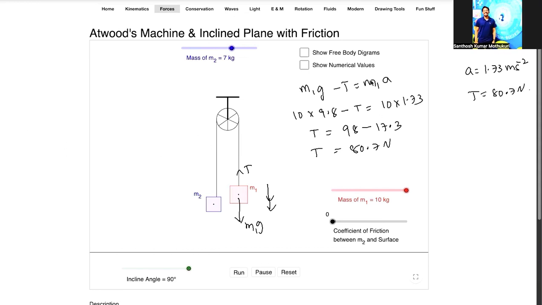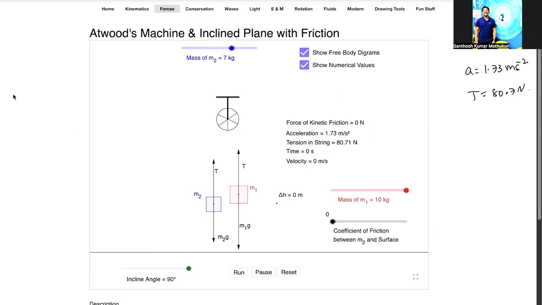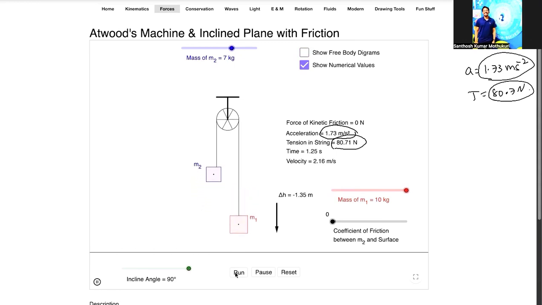All right. Now let us check what is here. First, let me click on the free body diagram. Is this correct? Tension acting upward, M2G downward, tension acting upward, M1G downward. Let us show the numerical values. Now look at the acceleration, 1.73, 1.73, tension 80.7, 80.71, 80.7. So that means this is proved to be correct. Let me run this simulation. Look at this. By the time it reached down, the tension developed in the string is 80.71. The acceleration produced in the entire system is 1.73.